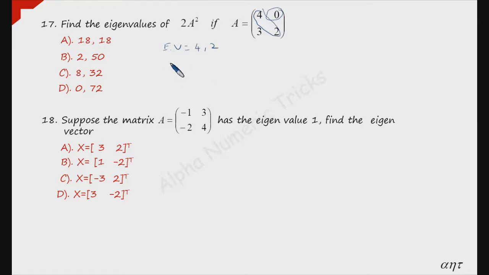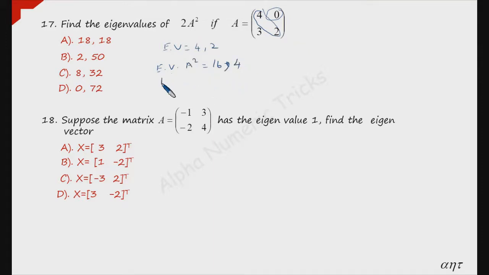What is the eigenvalue of A? What is the eigenvalue of A squared? The eigenvalues of the matrix A squared are 16 and 4, that is, you have to square them. 4 into 4 is 16 and 2 into 2 is 4. So 16, 4 are the eigenvalues of A squared.